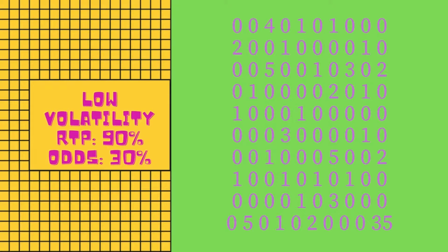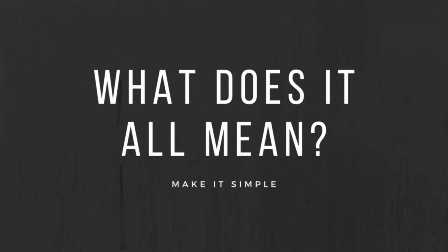Our last example is an example of a low volatility machine. Think of this as the type of slot machine where you win quite often, but only a little amount. In our example, you win actually 30% of the time, so your odds are 30%. But your RTP, when you add up all those winnings, still comes to $90 or 90% of your drop.